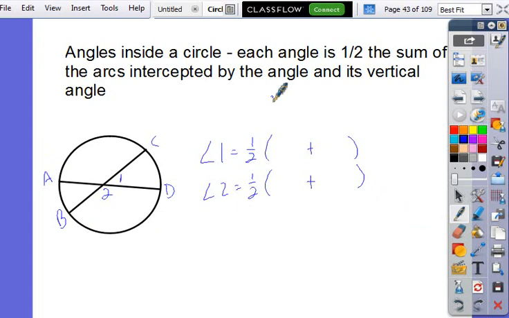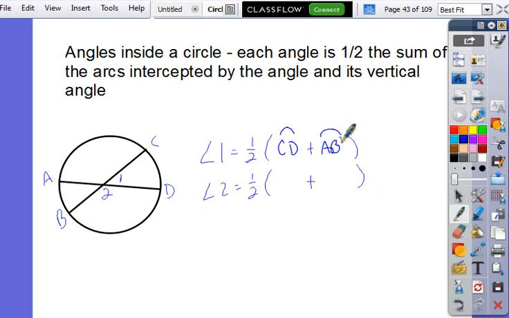All right, the second one is when we have angles inside the circle. Notice there's nothing on the outside like the first one. This rule says each angle is half the sum of the arcs intercepted by the angle and its vertical angle. Which arc does angle 1 make? CD. Which one is vertical from that? AB. So there are your two parts. Angle 1 would be half of CD plus AB, the one that it makes and the one that's vertical.